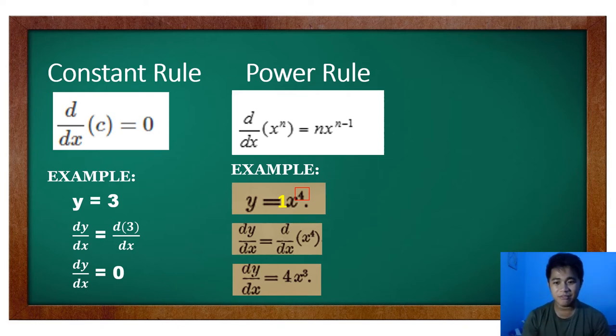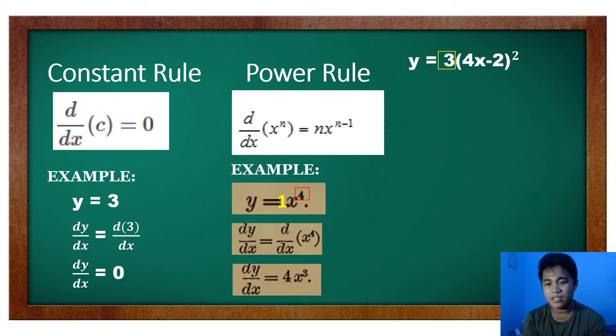But I will give you another problem about the power rule. This problem looks like this. We have an equation y is equal to 3 multiplied by (4x minus 2) to the power of 2. If you solve a problem like this, the first thing that you have to do is identify the variable. The variable there is 3. And then here you see that the 4x has the variable of x.